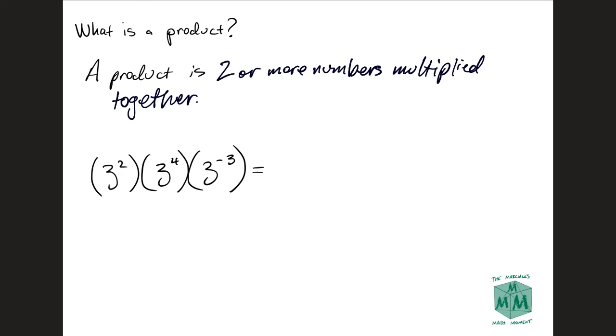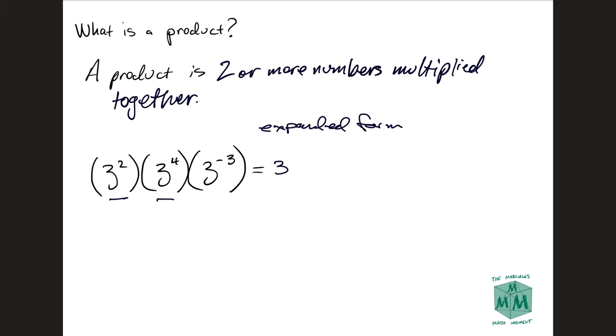So here we have quite the process going on here. We have 3 squared times, when parentheses are next to each other, it means we're multiplying, 3 to the 4th power times 3 to the negative 3. Well, let's go back to what we know about integer exponents. Let's write this in expanded form. When in doubt, write it out.